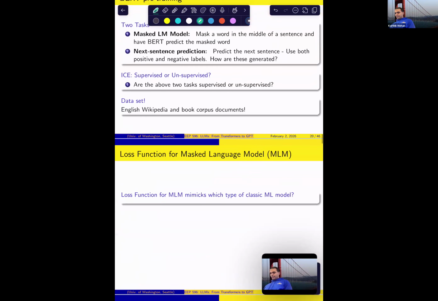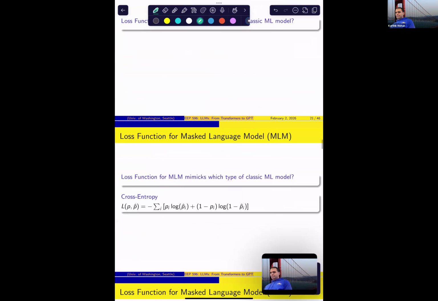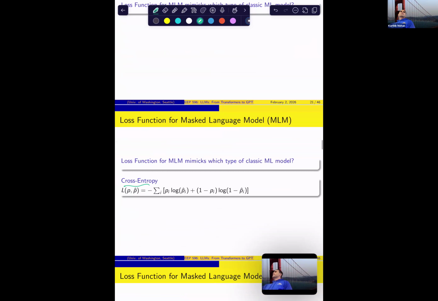Okay. So the loss function, we'll also talk about the loss function. It mimics cross entropy, because essentially you're saying I mask and I want to predict. When you want to predict something from your vocabulary, that's like a cross entropy loss function. And it's not binary cross entropy, because then you would only have two things to predict from, whereas you can predict from the whole vocabulary. So it's a general cross entropy loss function.